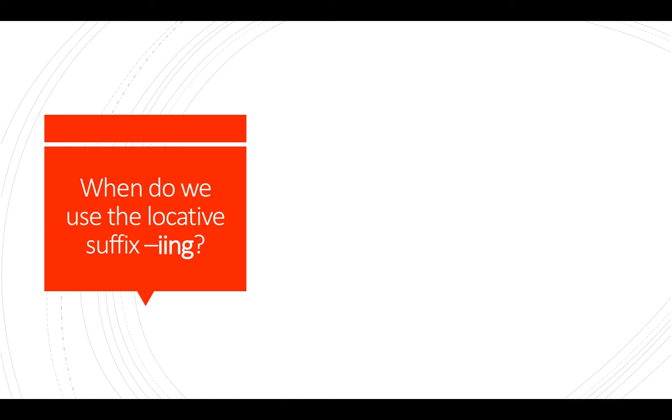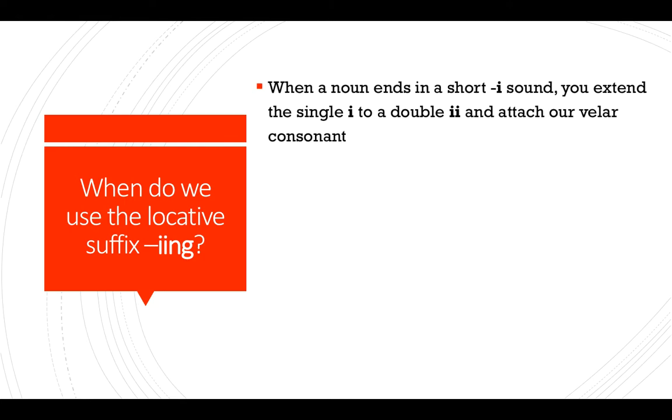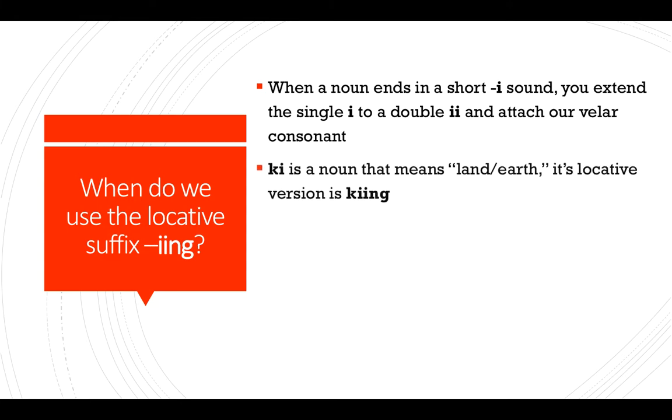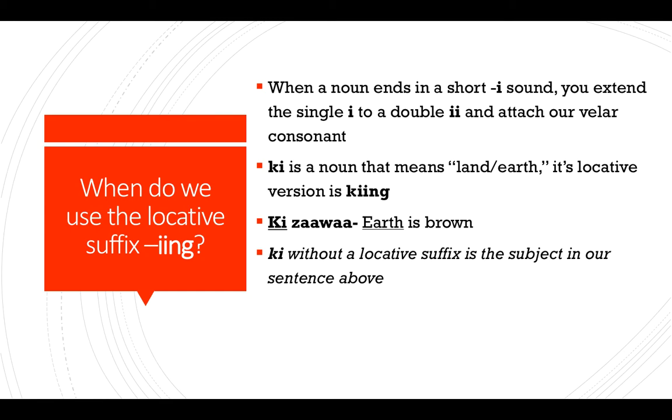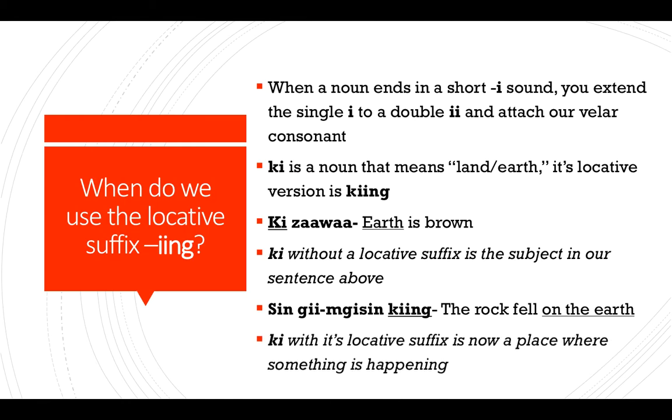When do we use the locative suffix IING? So one of the times that we use this one is when a noun ends in a short I sound. You extend that single I to a double I and attach our velar consonant. For example, ki is a noun that means land or earth. Its locative version is king. Ki zawa means earth is brown. Ki, without a locative suffix, is the subject in our sentence above. Sin gimge sing king means the rock fell on the earth. Ki, with its locative suffix, is now a place where something is happening, where the rock is falling.